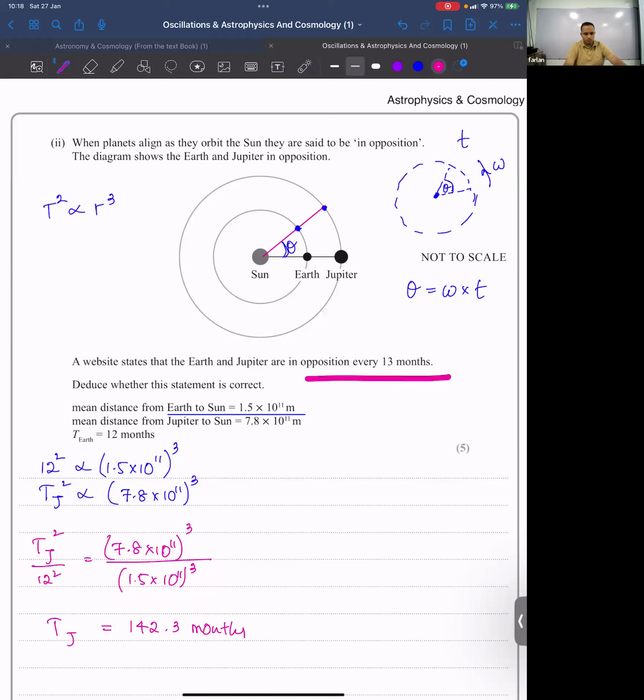So guys, now Jupiter takes 142 odd months to make one complete circle. So which means Earth will go around this circle, and when it is in the second circle, only it will come and meet Jupiter, which is still in the first circle. Do you understand that simple thing?